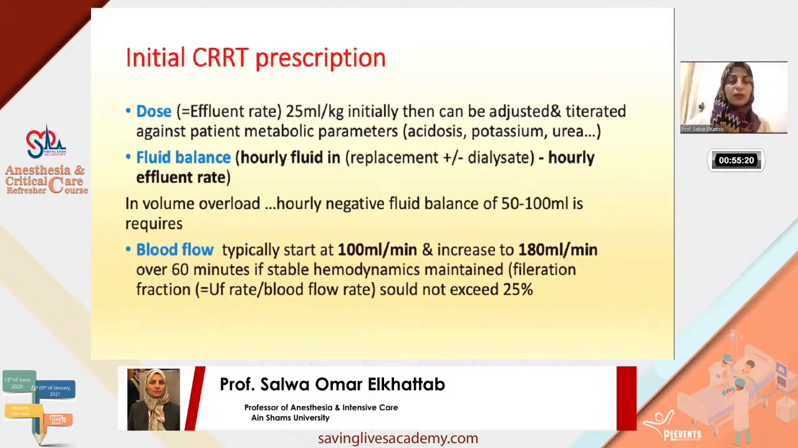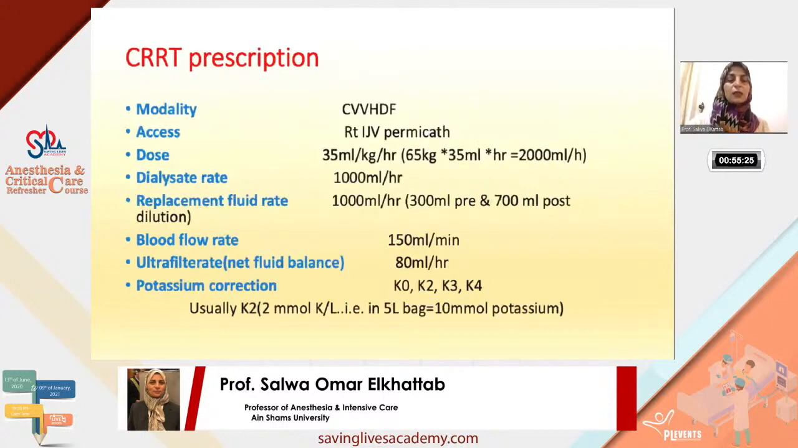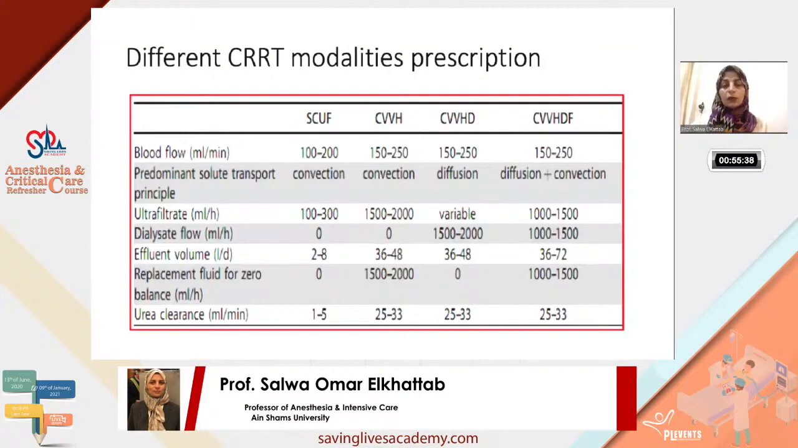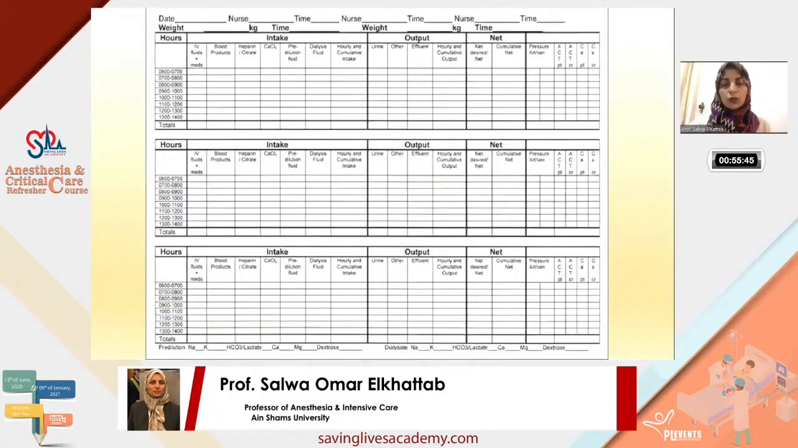You have to assign the dose and the fluid balance needed, and the blood flow rate, modality, access, dialysate rate, and like that. If you will use anticoagulant, yes or no, the dose and where to use it, pre-dilutional, before the filter or after. And this is a table to compare the different modalities in the prescription. And this is a nice flow chart used in some institutes for patients on CRRT. This is the task of intensive care nurse.